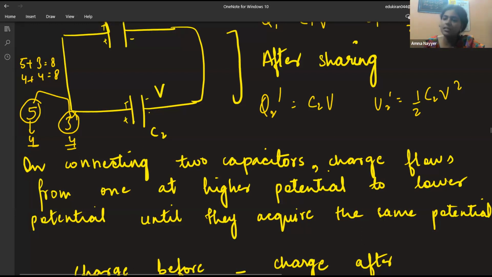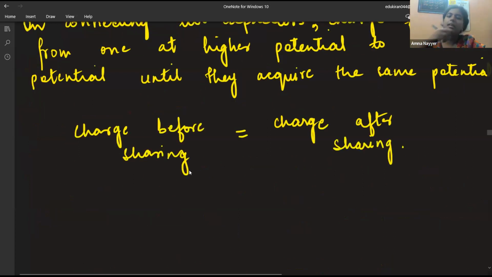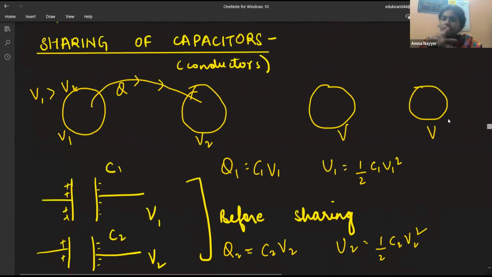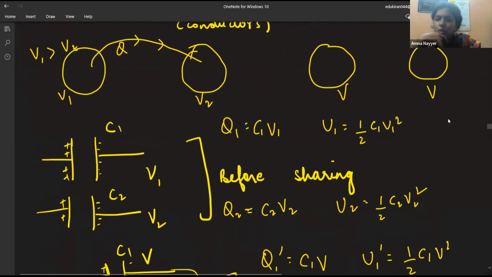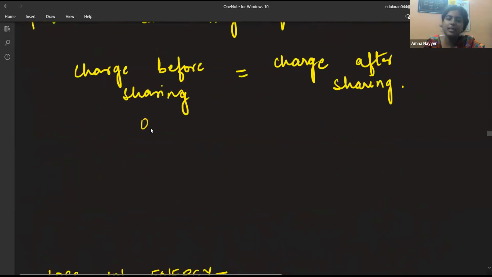It means charges before sharing are equal to all the amount of charges after sharing. Fine. So what was the amount of charges before sharing? Look here. We had discussed Q1 plus Q2. This is the case before sharing. This we had seen, so before sharing, this is Q1 plus Q2.